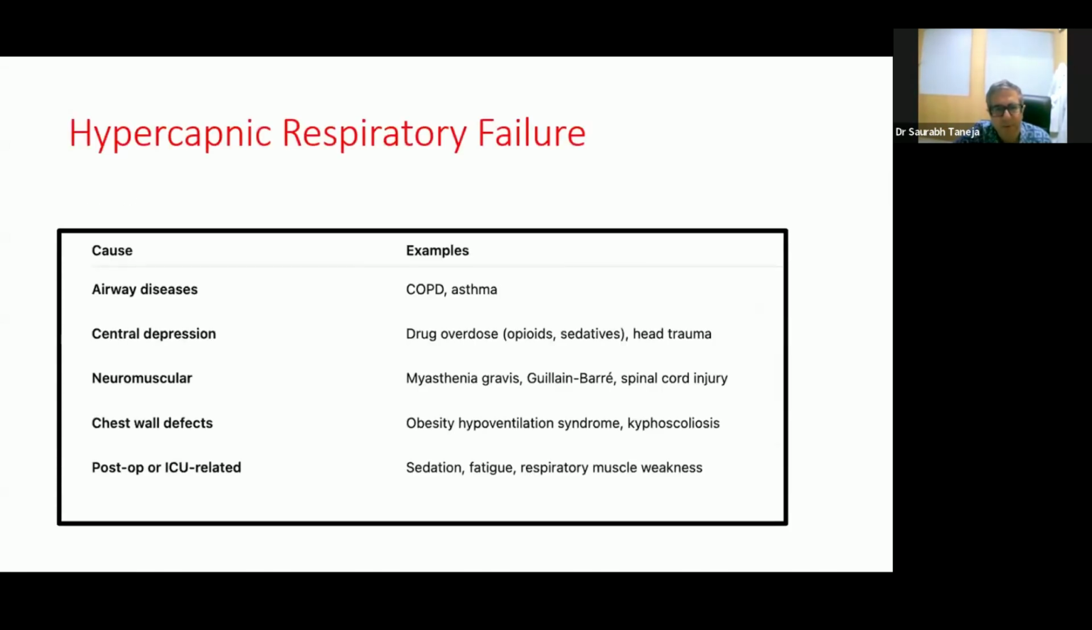So we'll talk about hypercapnic respiratory failure first. These are the causes. It can be due to a neuromuscular disease like myasthenia gravis, Guillain-Barré syndrome, or spinal cord injury. It can be due to airway disease like COPD and asthma, which very commonly come to us. There can be central depression, opioid overdose, sedatives overdose, or head trauma. Then chest wall defects. So these are all called hypercapnic respiratory failure. As the name suggests, along with decreased oxygen, there is an increase in the carbon dioxide levels when you do a blood gas analysis at room air.